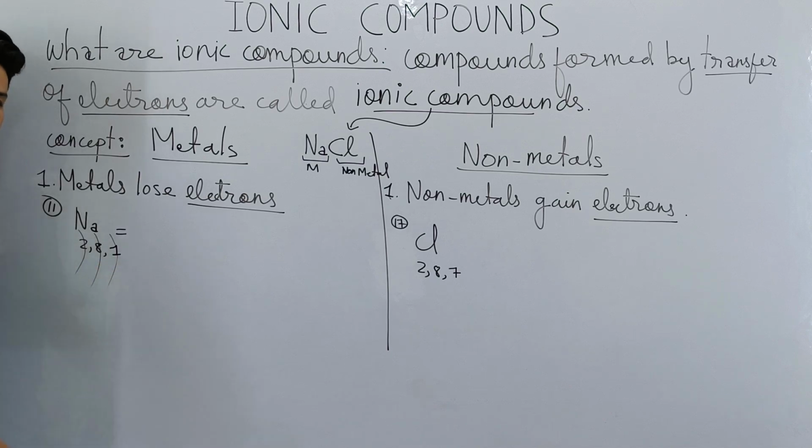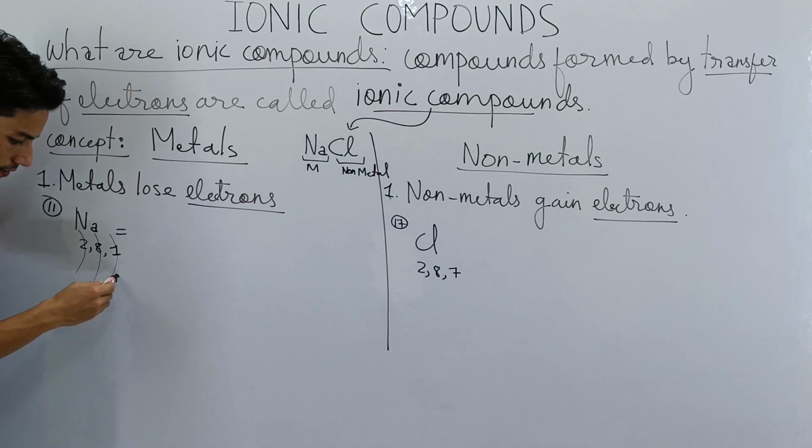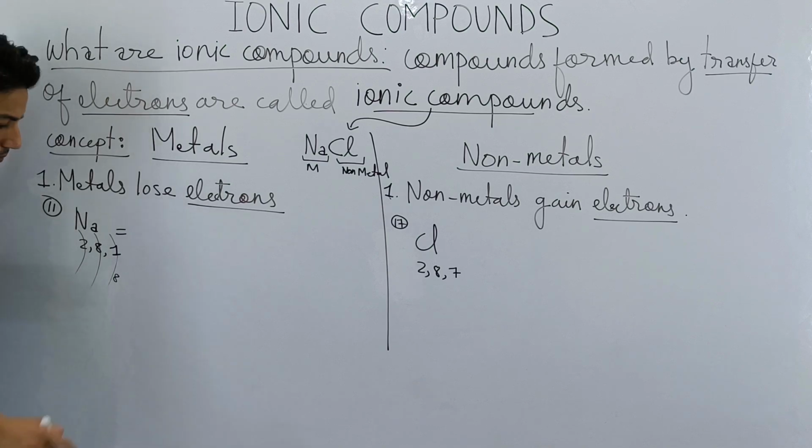That makes sodium unstable. In order to be stable in the third shell, the number of electrons should be 8, but sodium has only 1 electron. So that makes sodium unstable. Now let's go and look here.